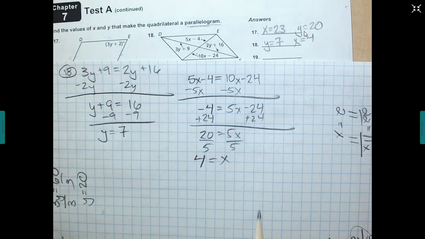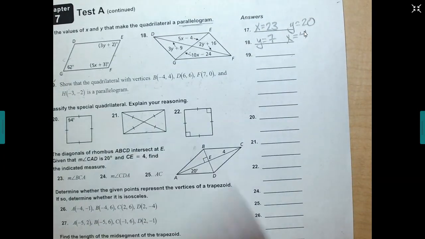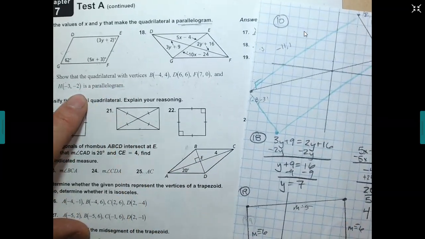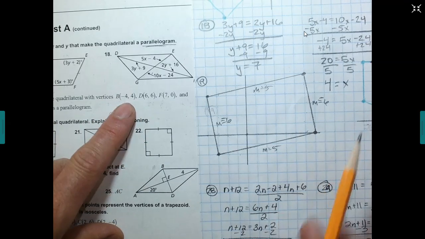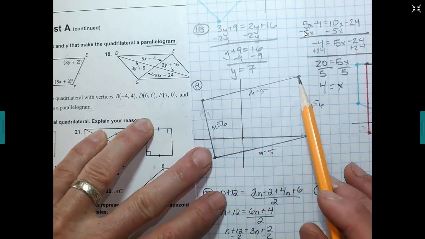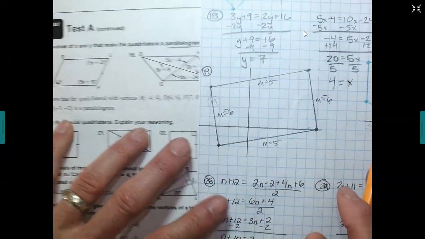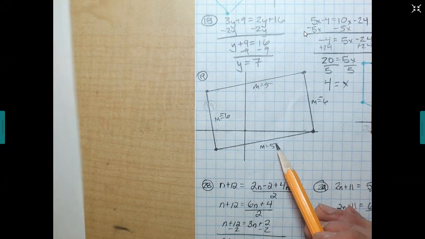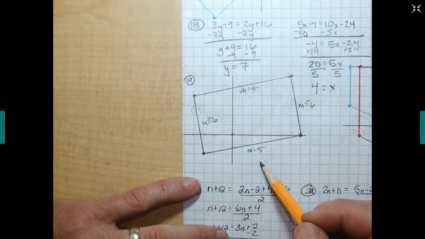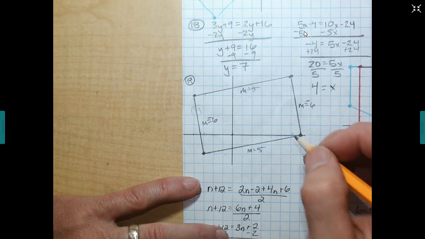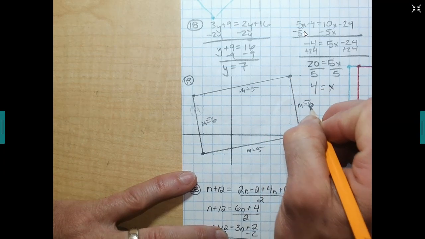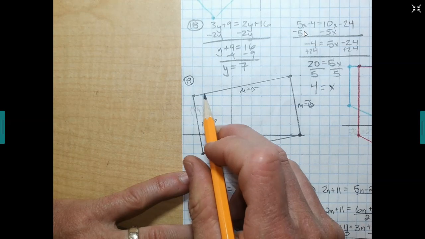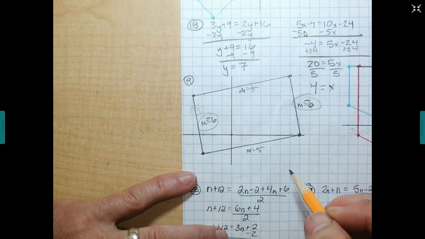All right. So let's go to number 19. Show that the quadrilateral is a parallelogram. So here are my points. So I have negative 4, 4. I have 6, 6. I have 7, 0. And I have negative 3, negative 2. So there is my parallelogram. And in order to figure out if it is a parallelogram, I need to find some slopes. So I go 1, 2, 3, 4, 5, 6, negative 1. So this is a slope of negative 6. 1, 2, 3, 4, 5, 6, minus 1. This is a slope of negative 6. So those slopes check out. Those two lines are parallel.